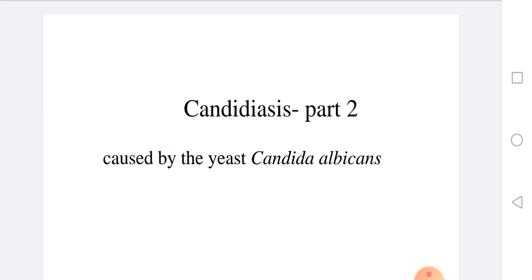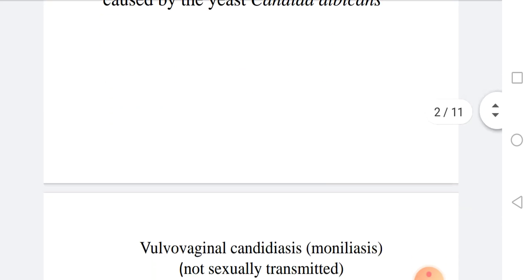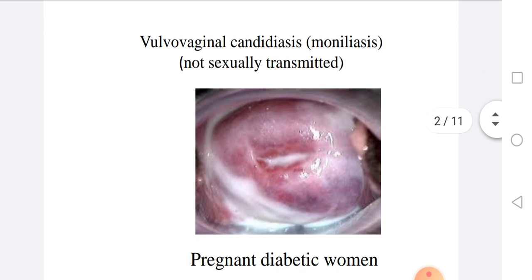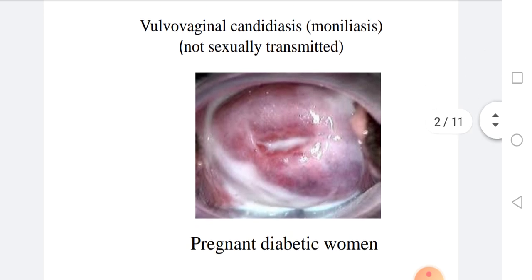This is part two of the lecture with the topic Candidiasis. As I mentioned earlier, Candidiasis is a mycosis caused by the yeast Candida albicans. And then we are going to continue describing the different clinical types of Candidiasis.